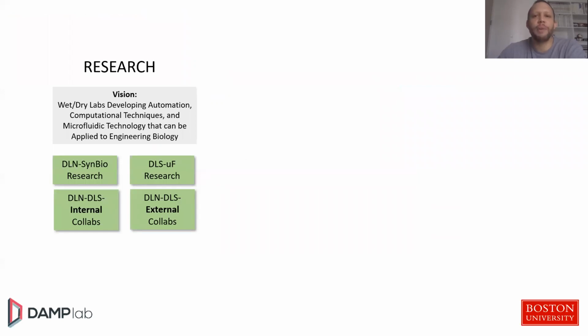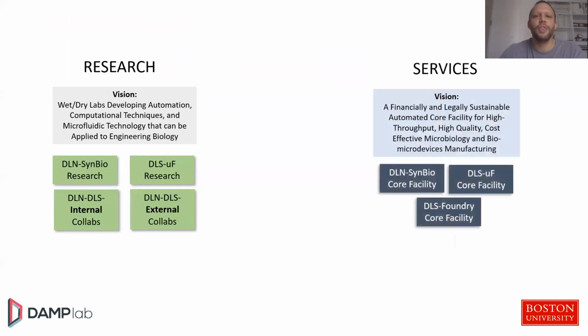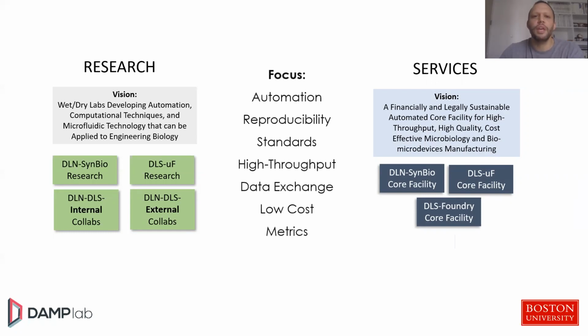So it has two aspects, the DAMP lab. One is a research vision, where we do lots of synthetic biology research, both in design, build, test cycle, and also the manufacture of microfluidics to test and house these systems. And then we transition those research aspects into services that external and internal people can use. And we do this with a focus on automation, reproducibility, standards, high throughput, data exchange, cost, and then quantitative metrics.